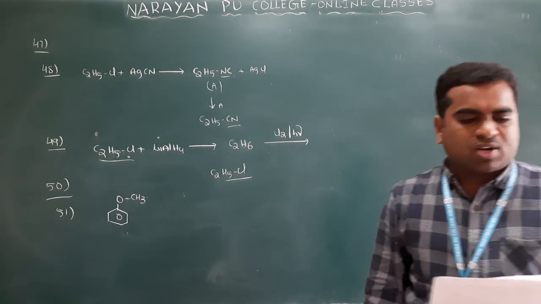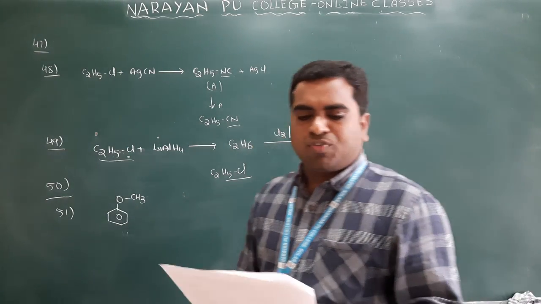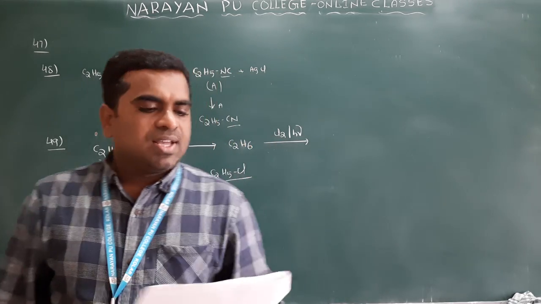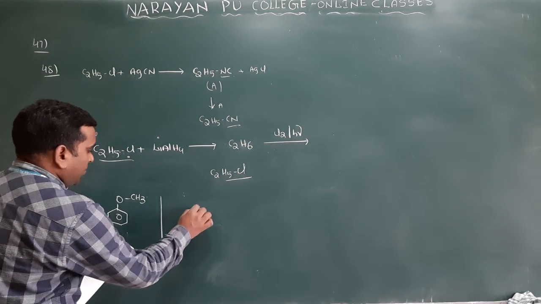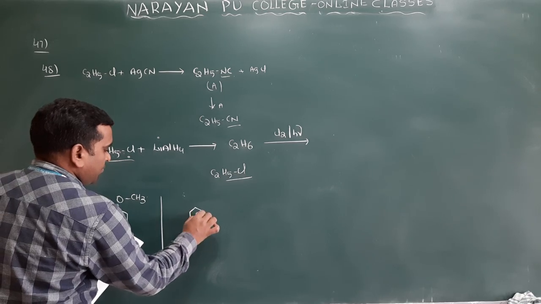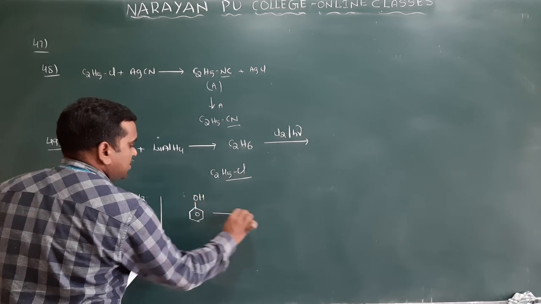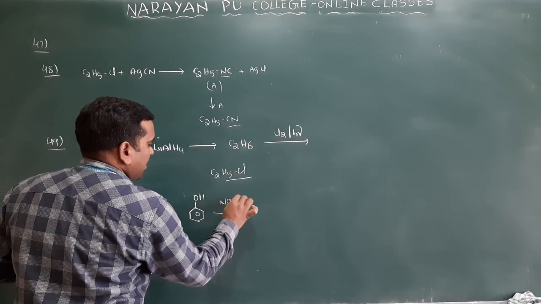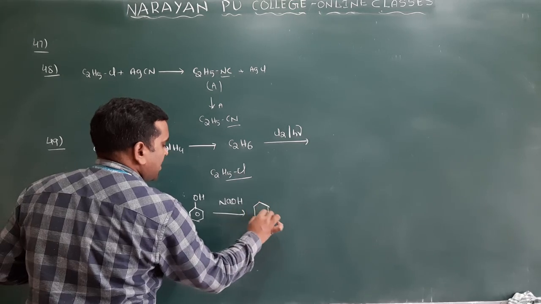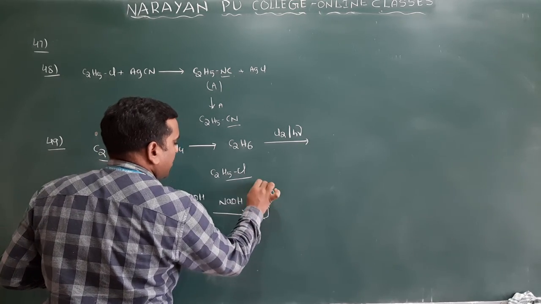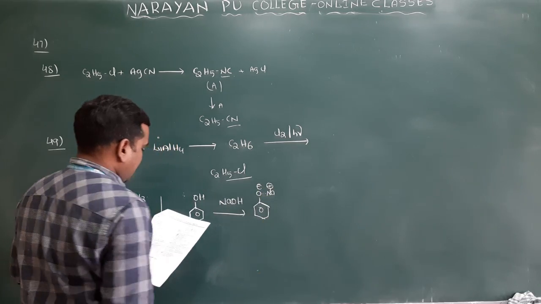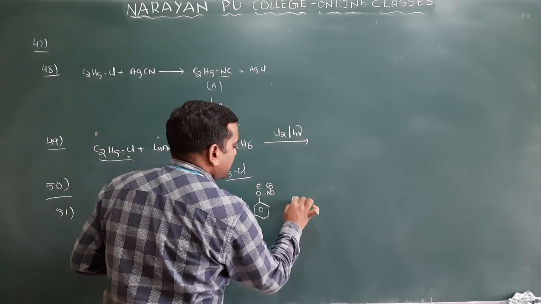First one is not correct because there is no benzene ring in the first option. In the second option, they have given phenol. Phenol is treated with NaOH, then what will you get? You will get sodium phenoxide, Na+ and phenoxide minus. And after that, it is treated with what?